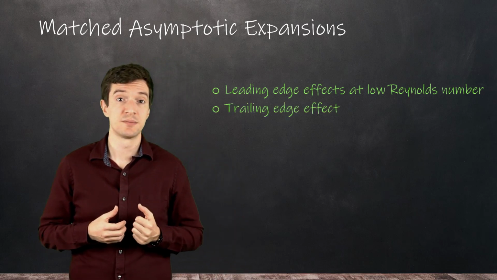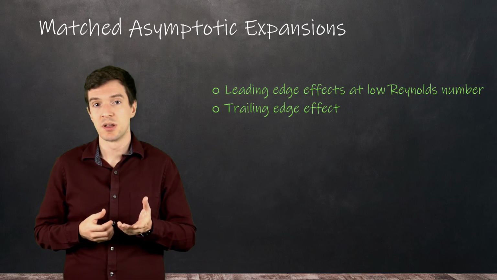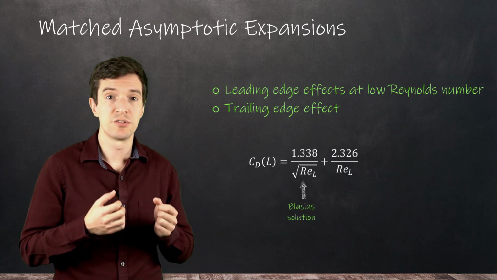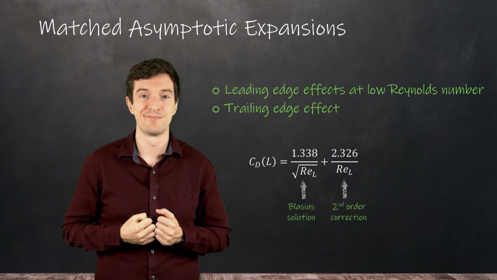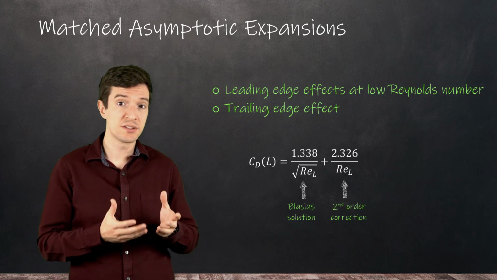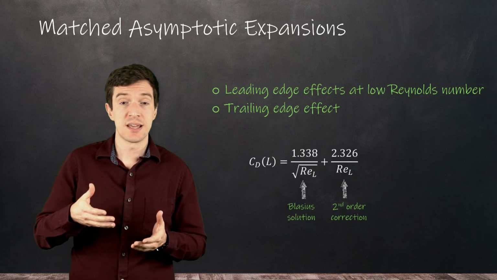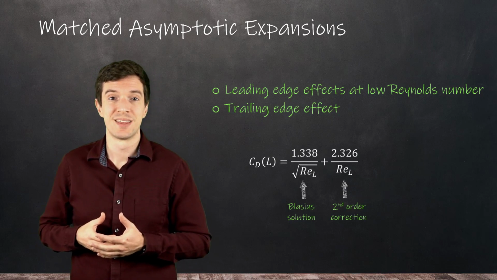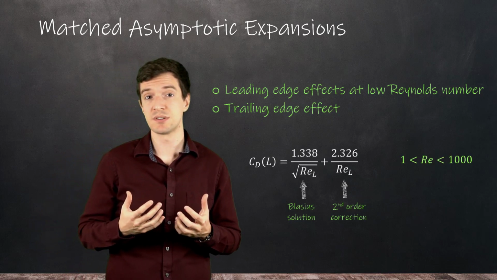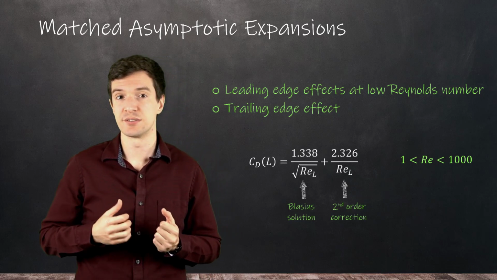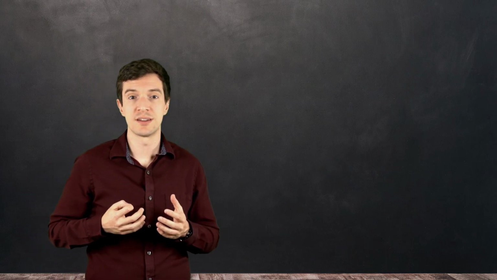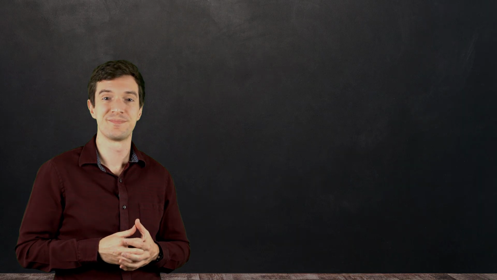trailing edge effects. As an example, reported here is a second-order asymptotic correction for the flat plate boundary layer. The final result for the drag coefficient is a sum of the Blasius solution and the second-order correction term. This lets us extend the Blasius solution to the range of Reynolds numbers between 1 and 1000. The matching principle is widely used also in the analysis of turbulent boundary layers.